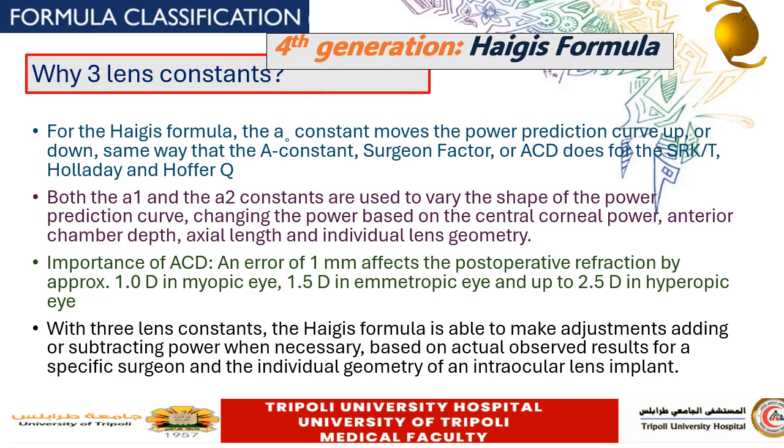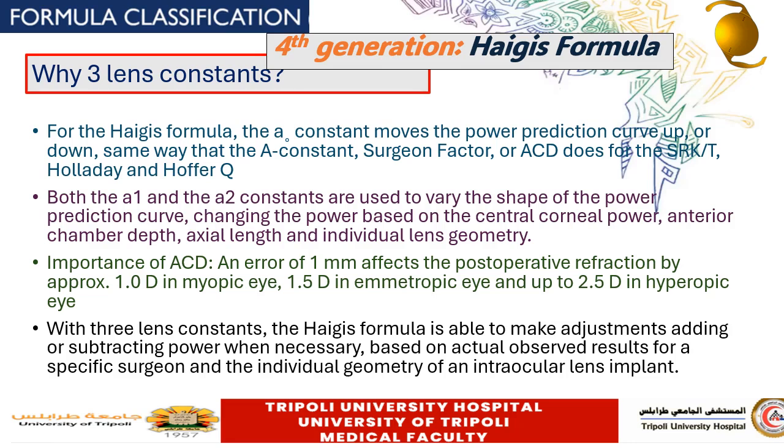And these constants are used based on the keratometry power, the anterior chamber depth and the axial length, so that they adjust the IOL power based on the geometry of the eye. You can understand the importance of this: for example, if there is an error in the measurement of the AC depth by 1 millimeter, this will affect the postoperative result by approximately 1 diopter in myopic eyes, 1.5 diopters in emmetropic eyes, and 2.5 diopters in hypermetropic eyes. So Haigis formula overcomes this problem by measuring these constants and making an adjustment for each particular variable.